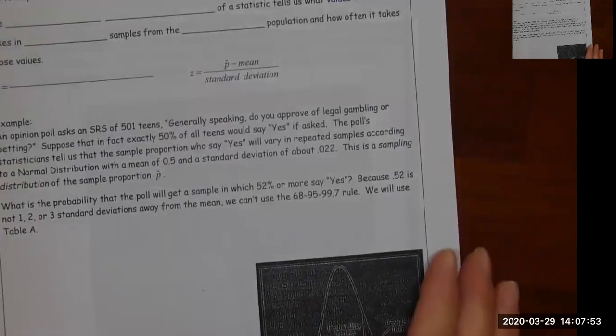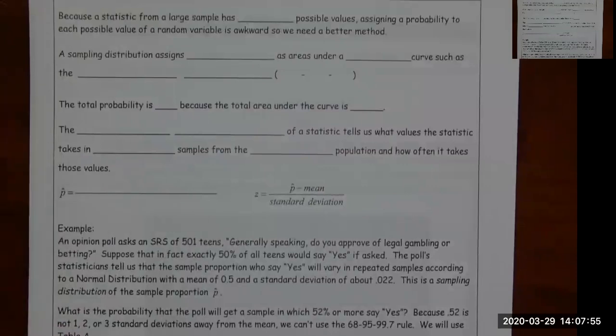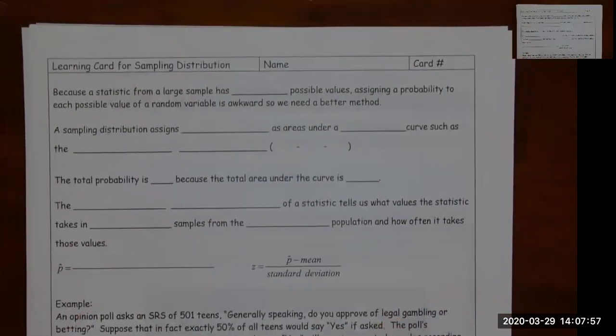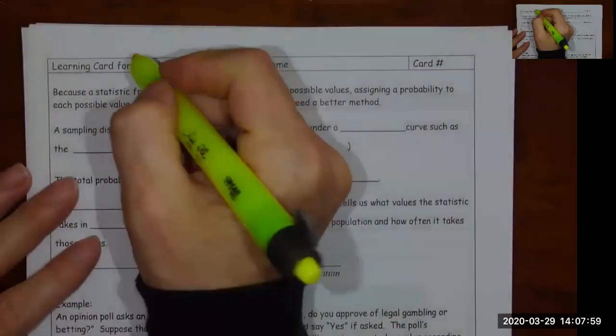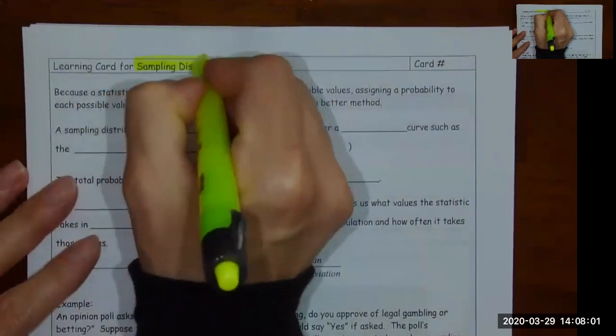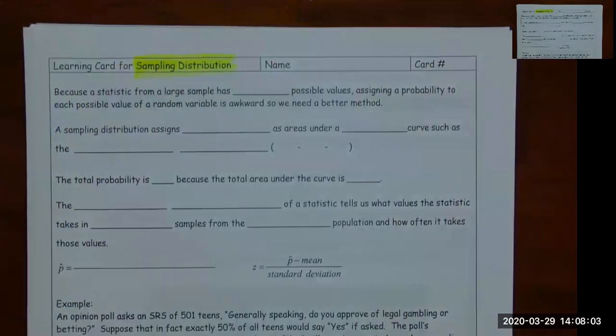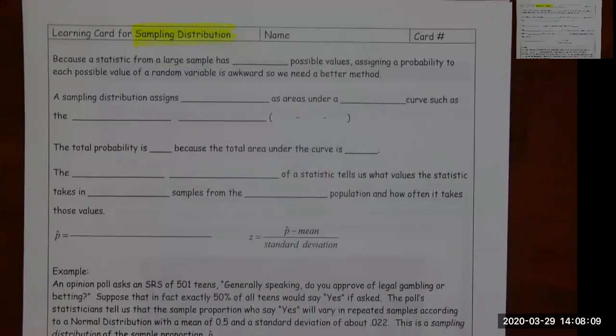Hey guys, let's look at our next little thing we're going to talk about. You just did that warm-up a little while ago on probability distributions. Now we're going to compare that to another vocabulary word called a sampling distribution. This should be a review because we talked about this in the fall, but now we're comparing it to the probability distribution. So we're going to do a quick run over it.